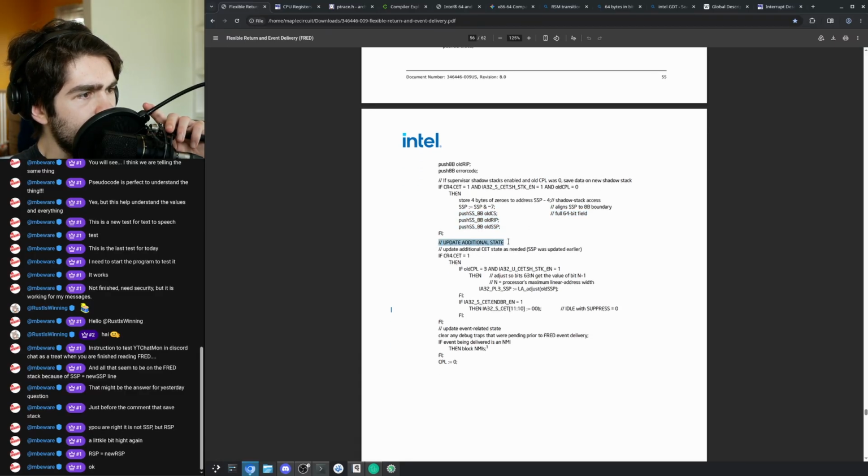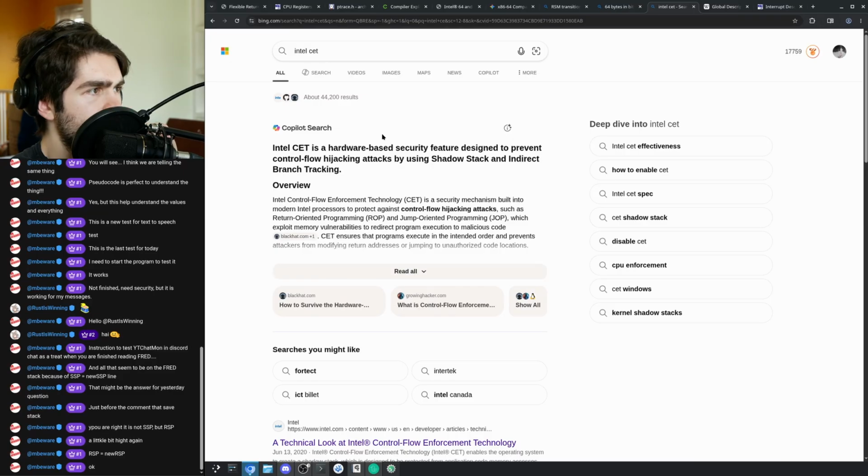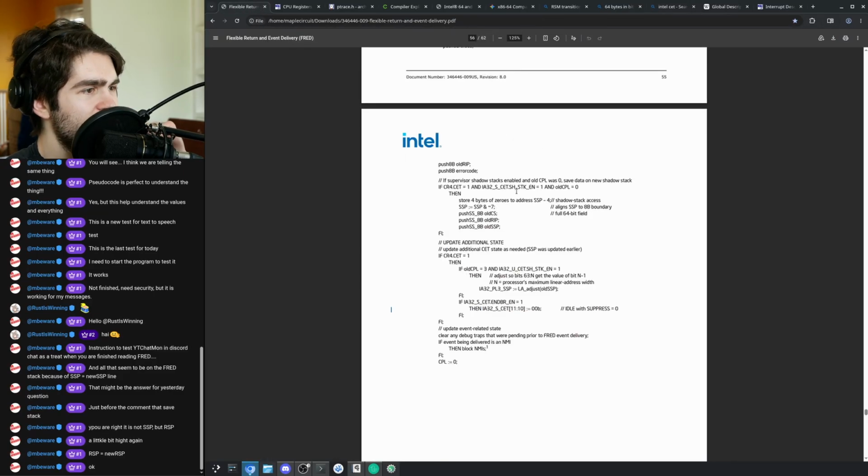Cool. Update additional state. Update additional CET state as needed. So that's shadow stack again, or control flow integrity thing. No, that's not control flow integrity. It's control flow enforcement technology. I was pretty close, okay? CFI is a subset of this, for Intel at least. Okay, SSP, so the shadow stack pointer was updated earlier.